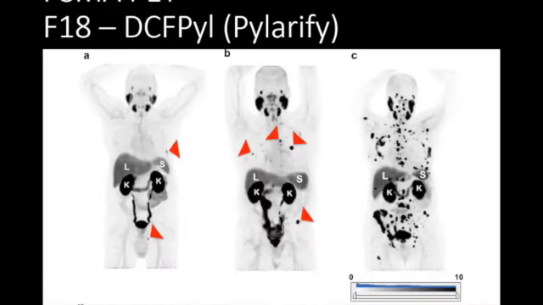PSMA PET scans may quantify the patient's disease into low, intermediate, or high tumor burden, as indicated by these three separate patients. This may be helpful in stratifying patients in terms of their prognosis as well as treatment options.